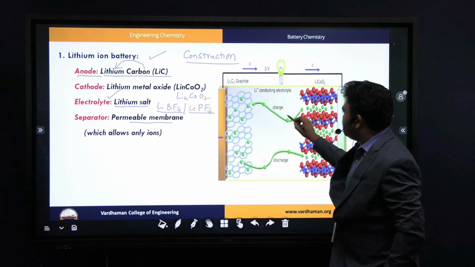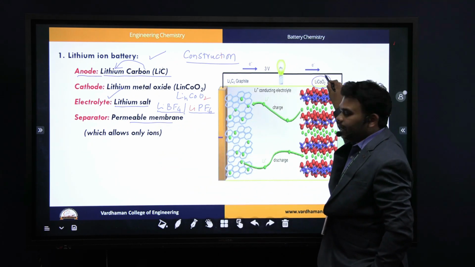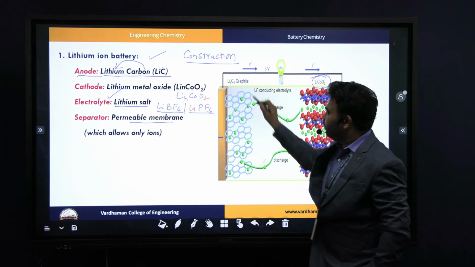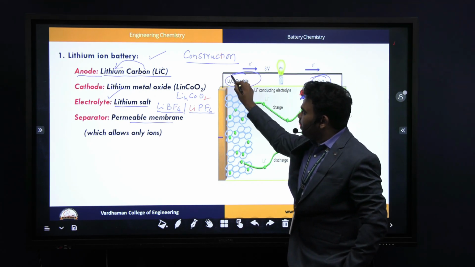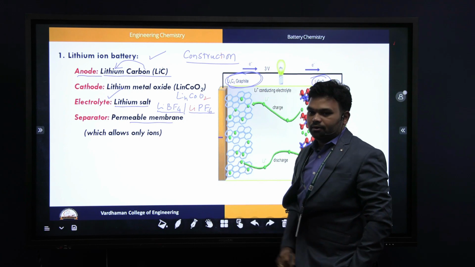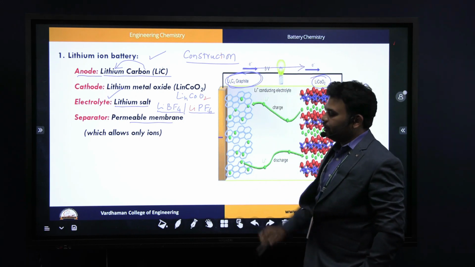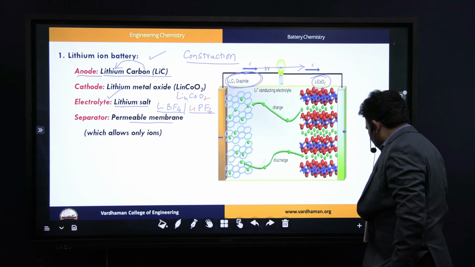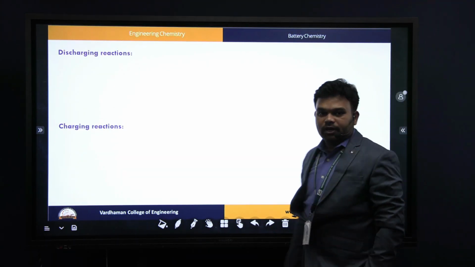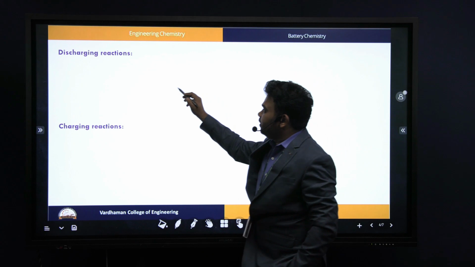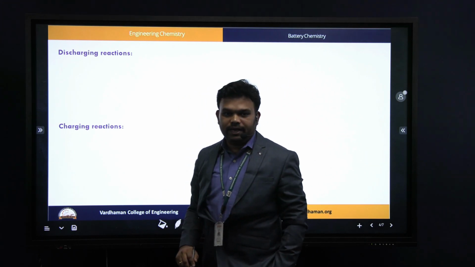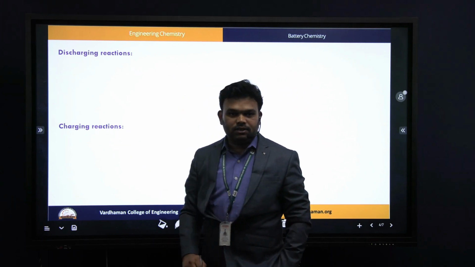Now observe the construction here. Here we are taking LiCoO2 as the cathode, and lithium carbon as the anode. As we observe in the diagram, the electrons always flow from anode to cathode. Next, we will discuss the working. First we should understand the discharging reactions, followed by the charging reactions.